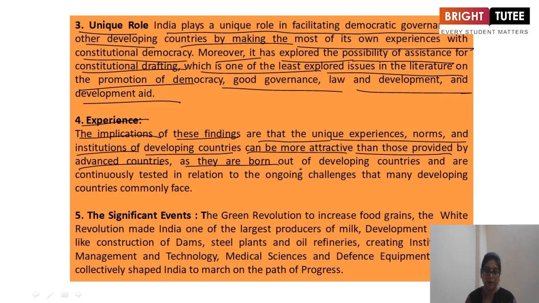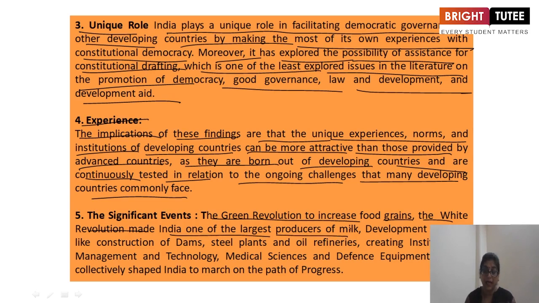And as they are born out of developing countries, they are continuously tested in relation to the ongoing challenges that many developing countries commonly face. The significant events: the Green Revolution to increase food grains, and the White Revolution made India one of the largest producers of milk. These changes were done after independence to keep on moving towards development.